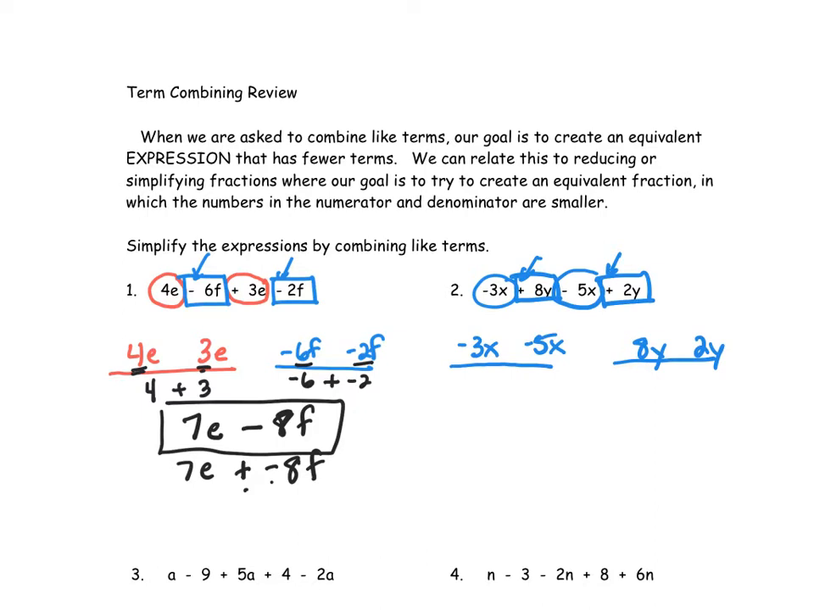So now please tell me what happens when I combine negative 3x and negative 5x. The answer is negative 8x. And now looking at 8y and 2y, what would happen if I combined 8y and 2y? And that would become 10y. So we're going to write that 10y as plus, since it's positive, 10y. And so this is our final answer.